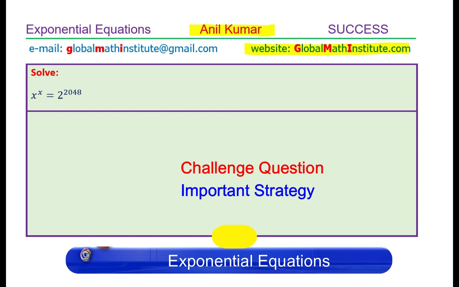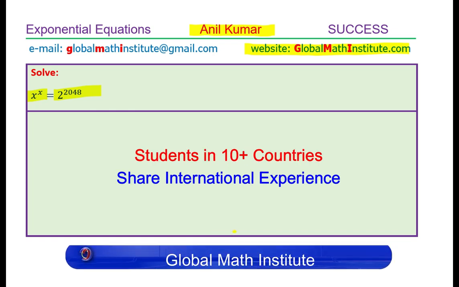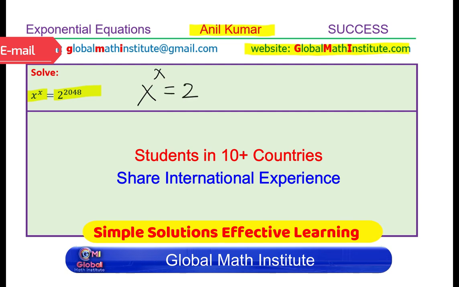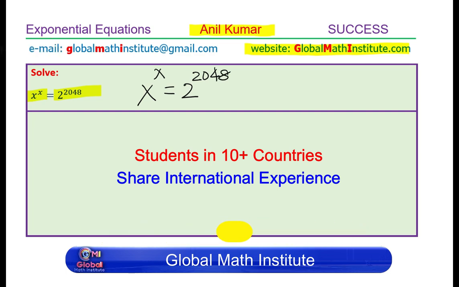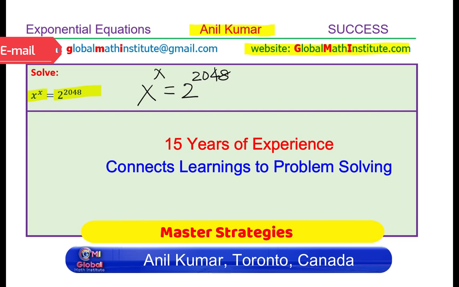In this video, we'll learn a strategy to solve a very difficult question, which is x to the power of x equals 2 to the power of 2048. So let me rewrite the question here. It is x to the power of x is equal to 2 to the power of 2048. You can always pause the video to answer the question and then look into my suggestions.